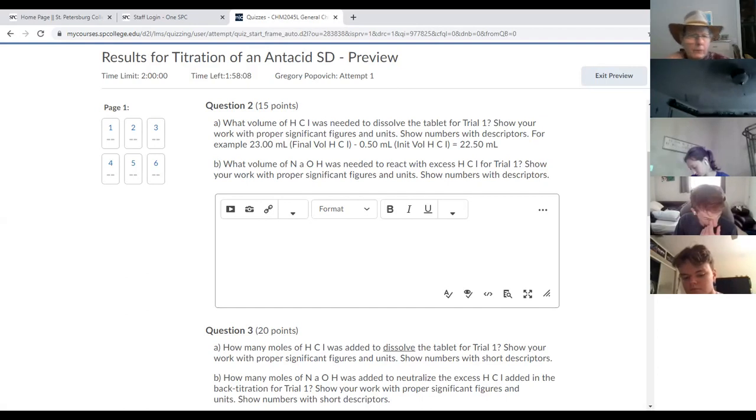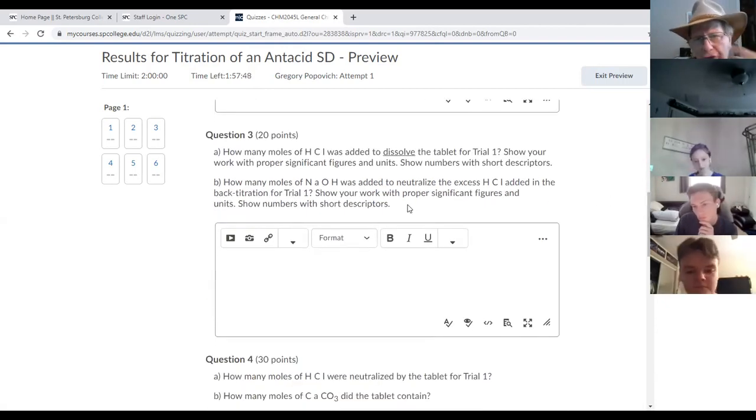All right. Volume of HCl. You're going to look at the initial and final volumes of the data that's given to you. Volume of the NaOH, same thing. So all you're doing is a subtraction of the final volume minus the initial volume. Moles of HCl, you're given the HCl concentration. Take the liters from the first question, multiplied by the concentration you're given. That will give you the answer for moles.